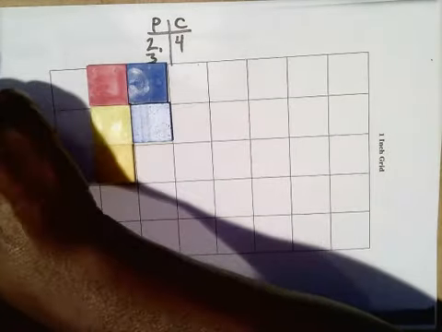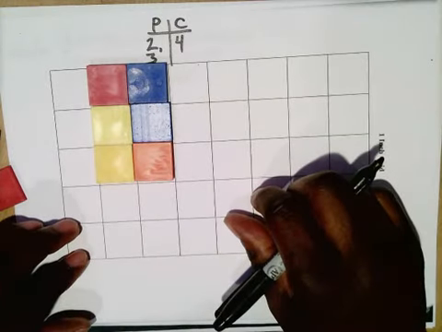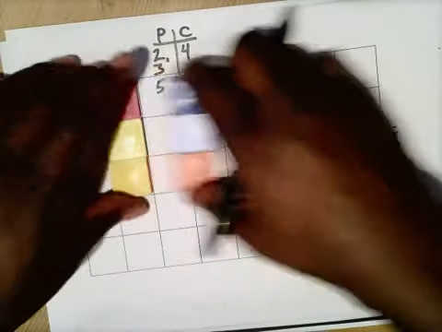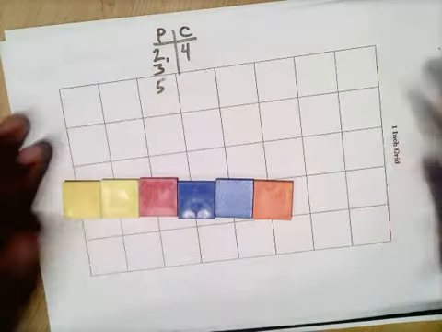Okay. Let's try 6. Add one more tile. Nope. 6 is composite. It's a 2 by 3 or a 3 by 2, however you see it. And it's also a 1 by 6. So it's composite.